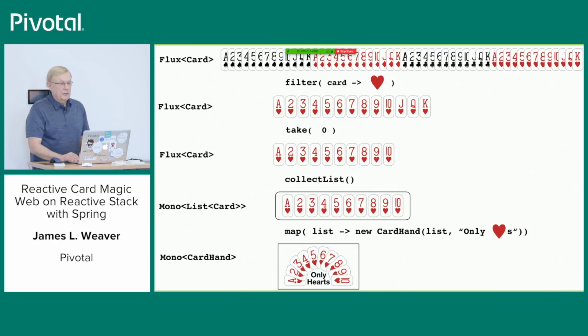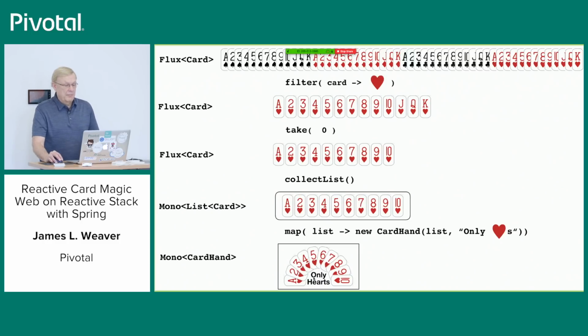So pictorially, what's happening, if we look at the top here, we have this flux of cards, as my colleague pointed out. In the flux of cards, we have 52 cards coming in. We're going to filter on hearts, so it's going to pass the filter only if it's hearts. This should be a 10 here. We're going to take 10. We're going to animate this in a second. We'll end up with 10. And then we're going to collect list. It's going to collect those 10 into a mono of a list of cards. And then we're going to map those to a new card hand with only hearts. And so that's going to be a mono of card hand.